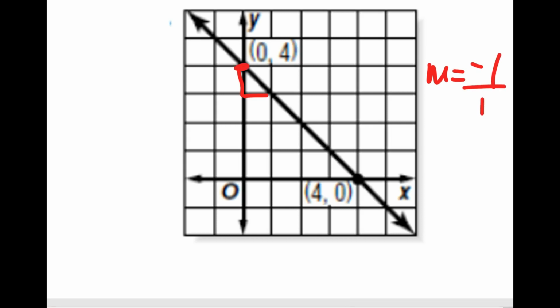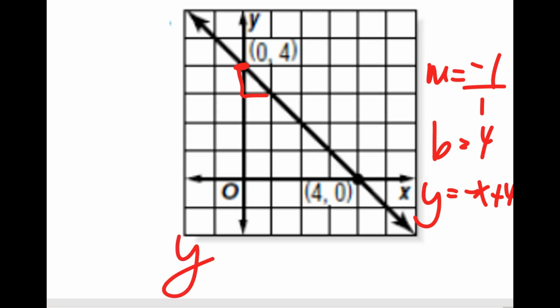And it crosses the y-axis at 4. So the equation is y is equal to -x plus 4. Right down here, y is equal to -x plus 4. Math competent people know there is a 1 there.